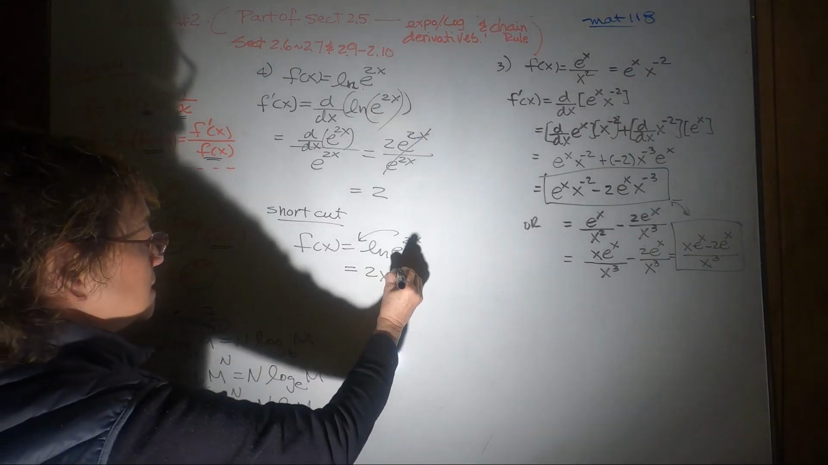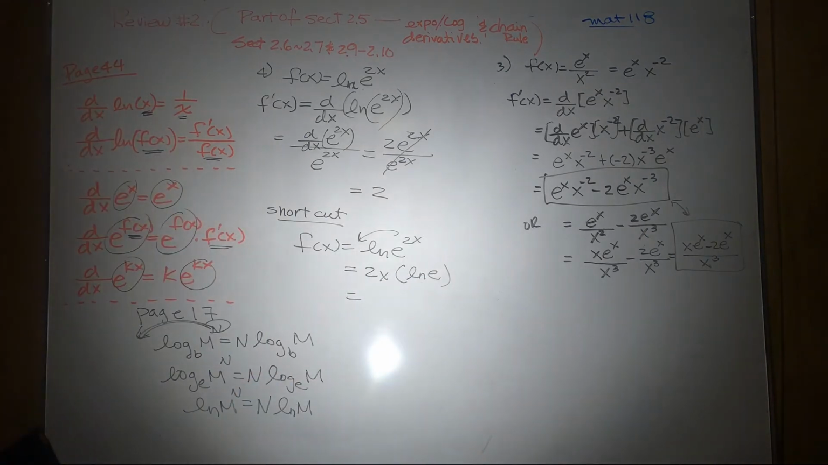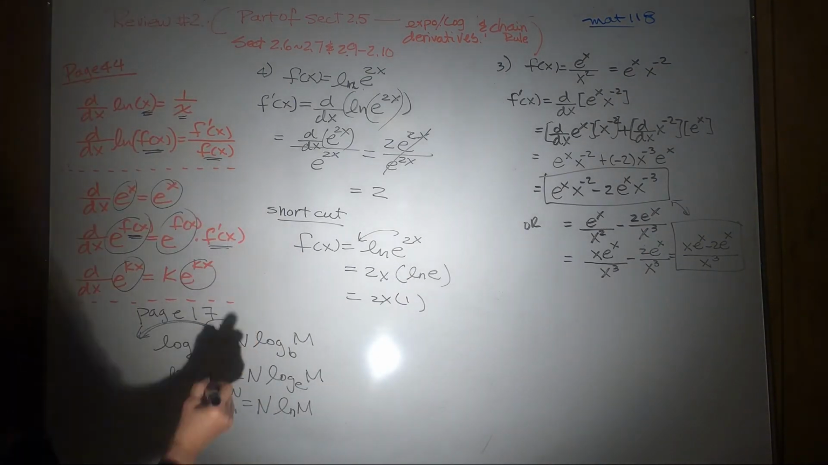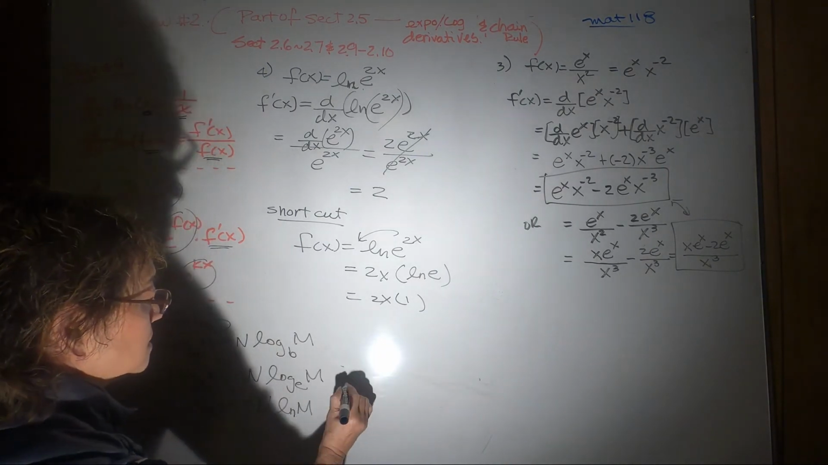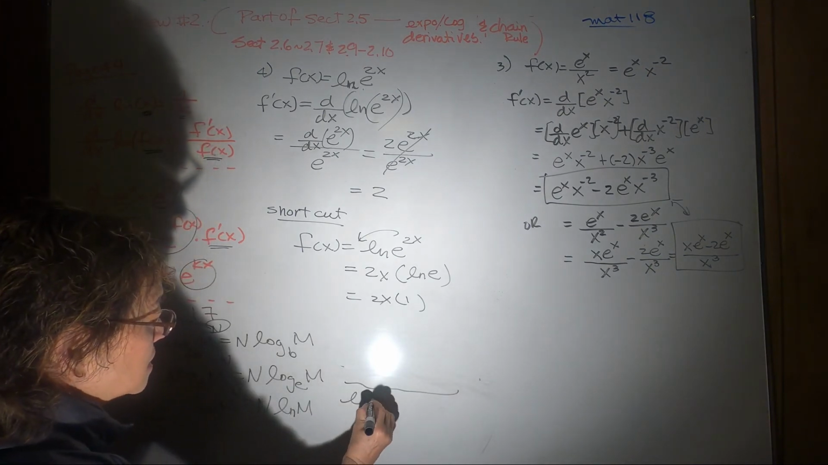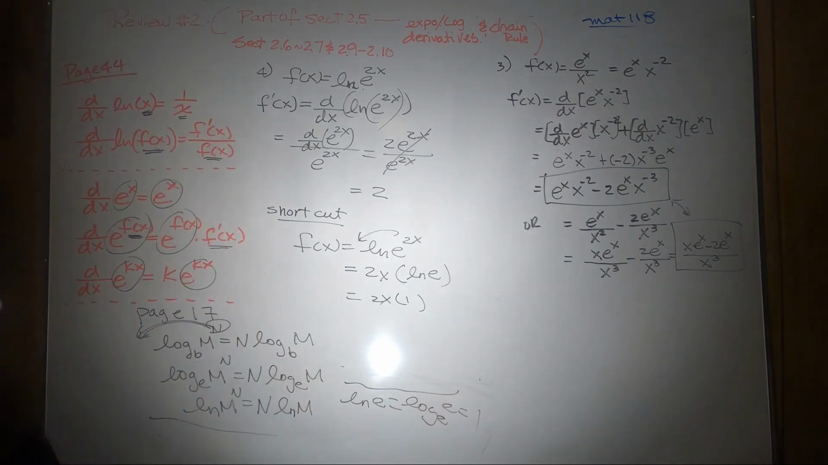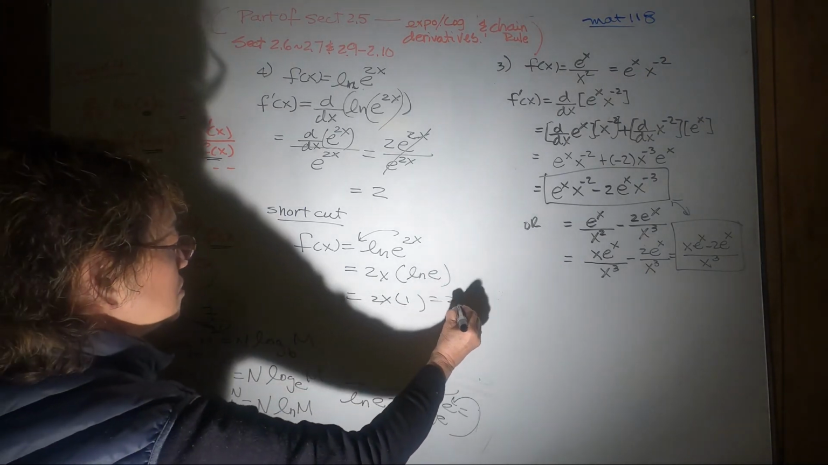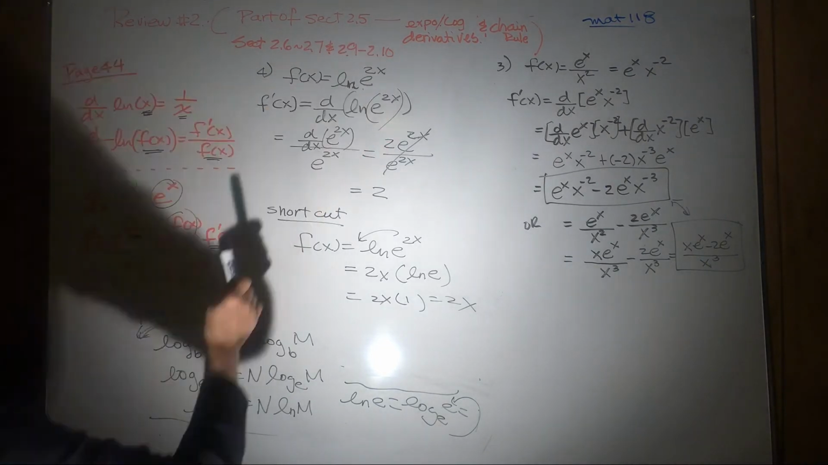So that will be 2x times natural log e, right? Then if you punch it into the calculator, natural log e actually is what? Just 1, right? Natural log e is the same thing as log base e of e, that would be 1, right? Because e to the 1 power is e. So actually, your f of x is what? 2x instead of this big thing.